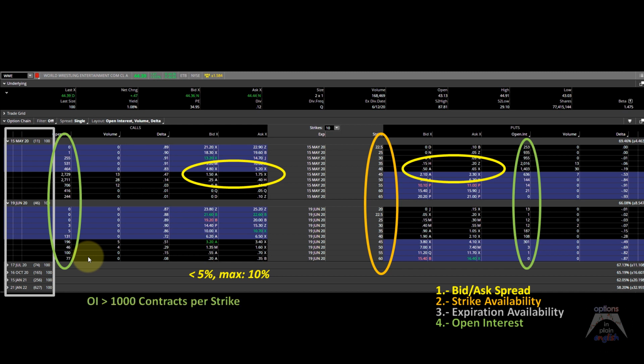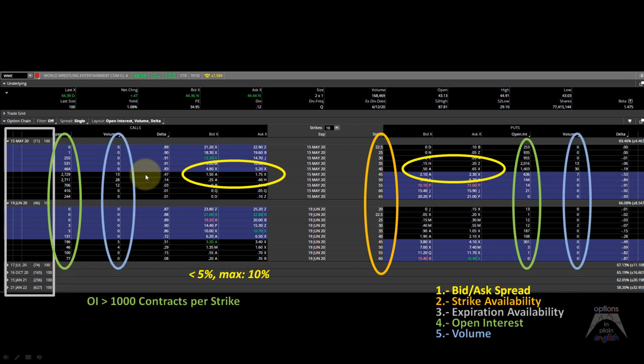Okay, remember, we want 1,000 contracts, but over many strikes, not only at the money. You can see the volume here is pretty lousy, I would say. It's only 28 contracts traded today, 5 and 4 here, and 13 and 30. So not a lot of volume. Again, if you want to trade 100 contracts, you're going to be the one who's moving the market here, and you definitely don't want that.